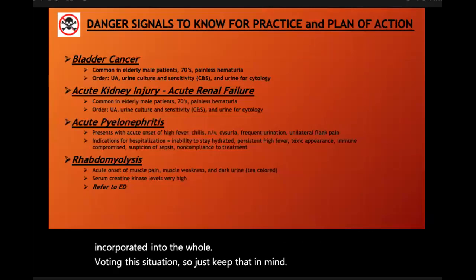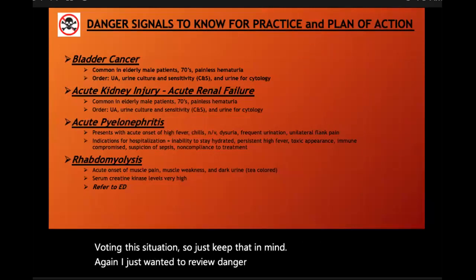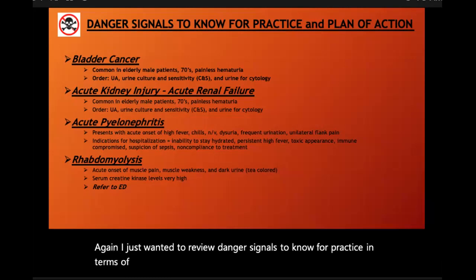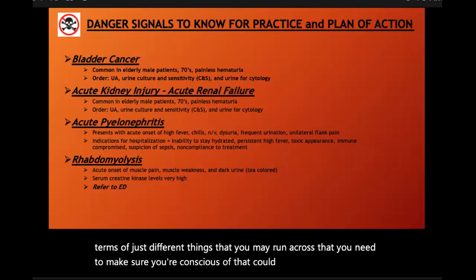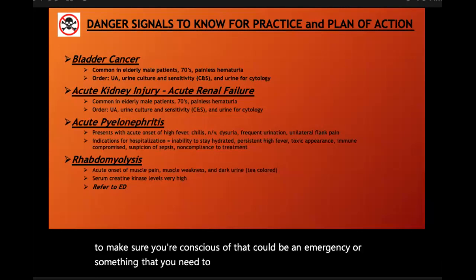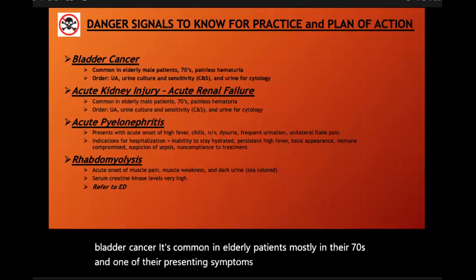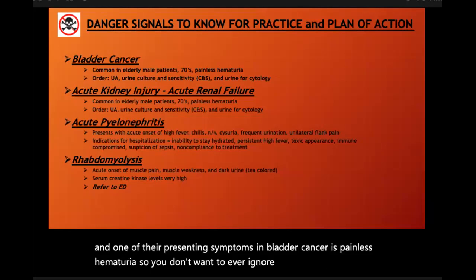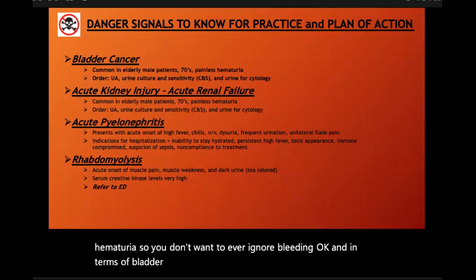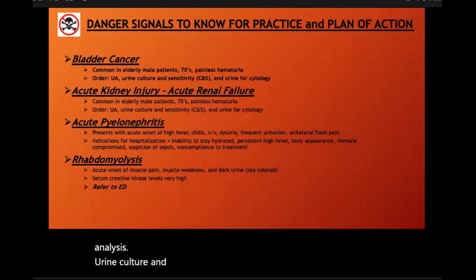Again, I just wanted to review danger signals to know for practice, different things you may run across that you need to be conscious of, that could be an emergency or something you need to address immediately. For instance, bladder cancer is common in elderly patients, mostly in their 70s, and one of the presenting symptoms is painless hematuria. So you don't want to ever ignore bleeding, okay? In terms of bladder cancer, the next step would be to order a urinalysis, a urine culture and sensitivity, and a urine for cytology.